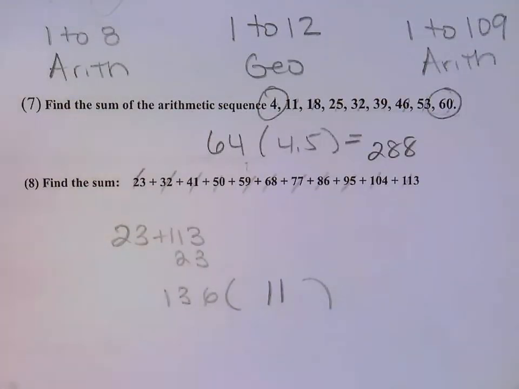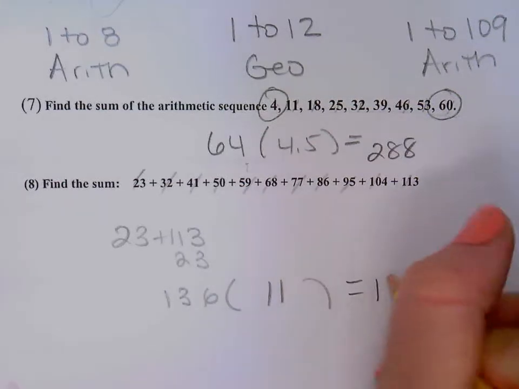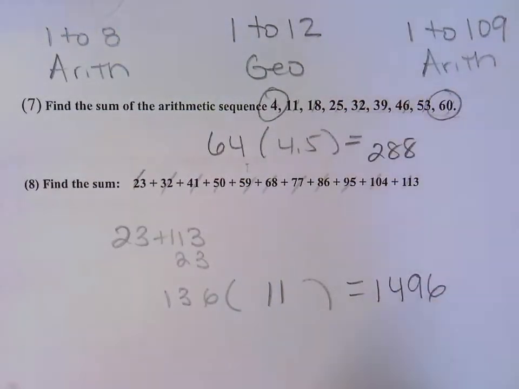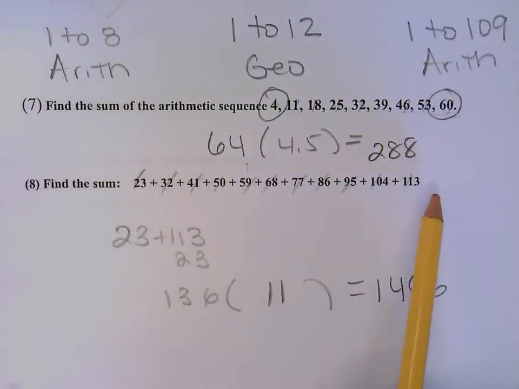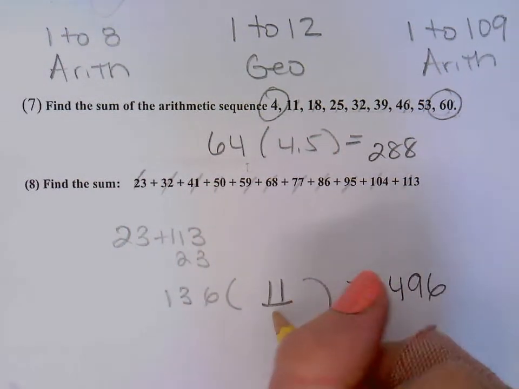What was the last one? 136 times 11, was it 1496? See, I have to add together, or it was easy to add together the 23 plus the 113. Then I had to count how many terms I had. So, oh, I did it wrong. I didn't divide it by 2. Okay, see, there we go.